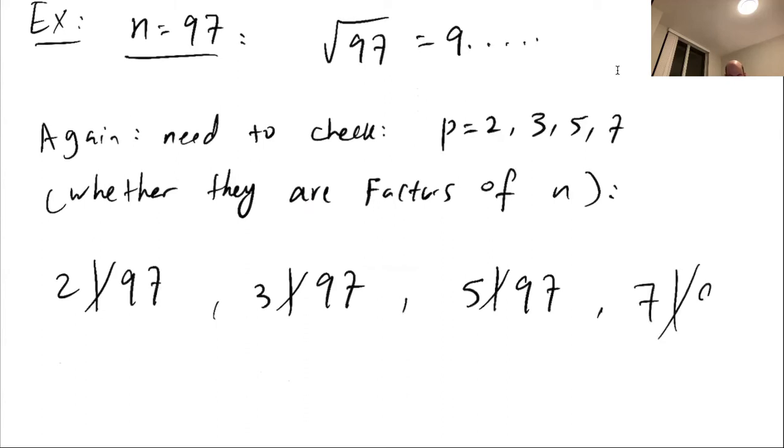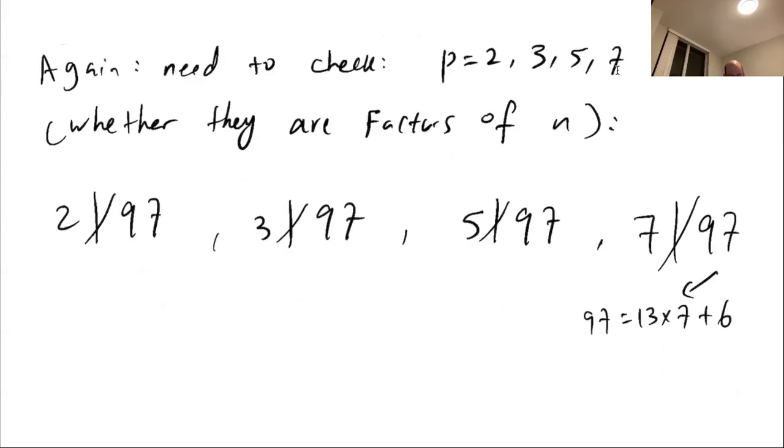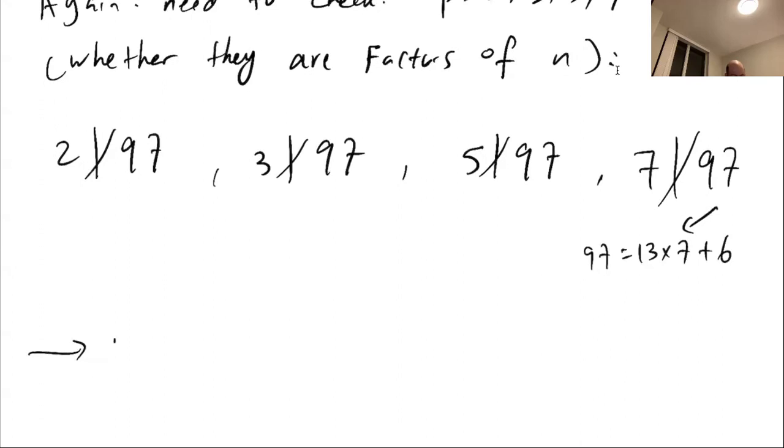But for 97, the last digit is 7. And 7 does not divide 97 again. Because 97, if you divide it by 7, you're going to get 13. So 97 is basically 13 times 7 plus 6. So the remainder is 6, not 0. So 7 does not divide 97 either. So I only need to check these 4 numbers, nothing else. So none of these 4 numbers divide 97. So that means n equals 97 is prime.